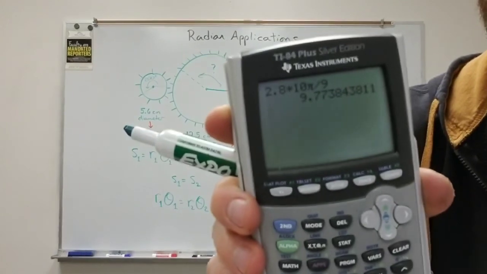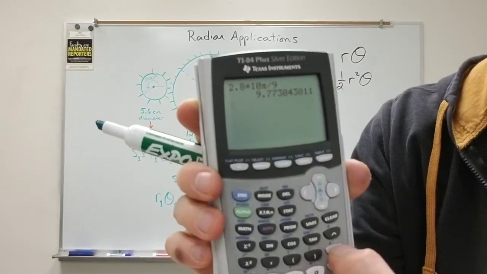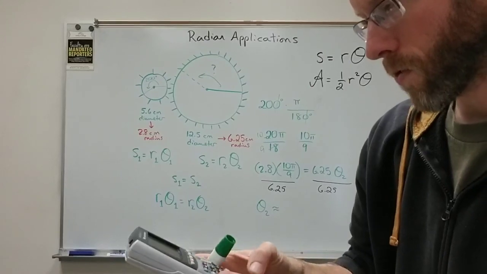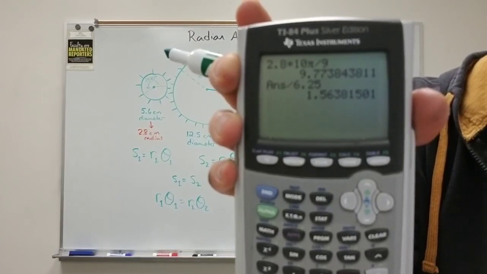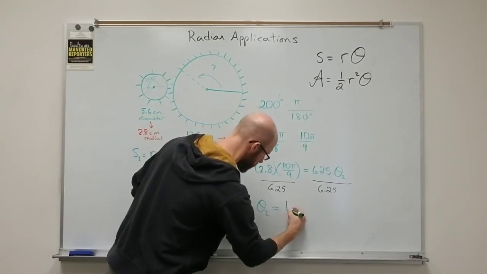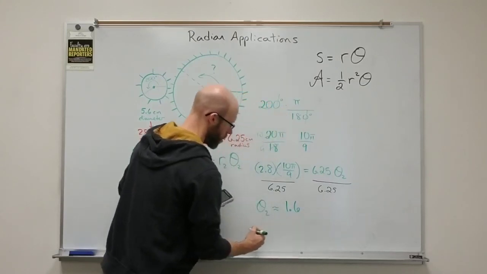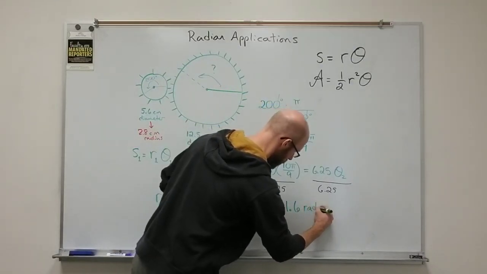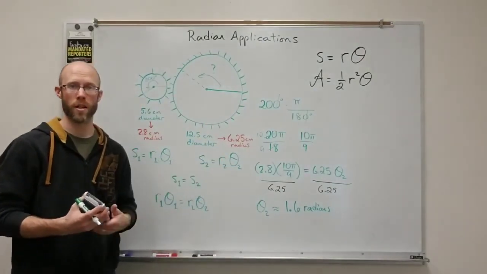So that gives me part of it. And then I'm going to divide that by 6.25. So I'm just going to hit the divide button, and I'll take my previous answer, divide by 6.25. Yeah, I get about 1.56, 1.6. Let's call it that. So it's approximately 1.6. And now this is in radians. 1.6 radians, right? So I'm all converted into radians.